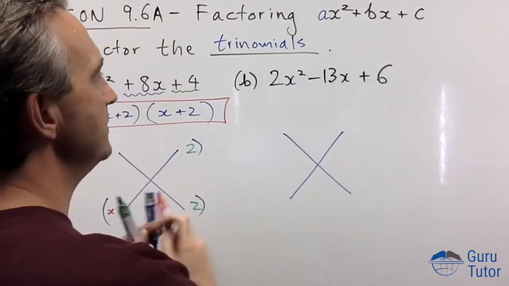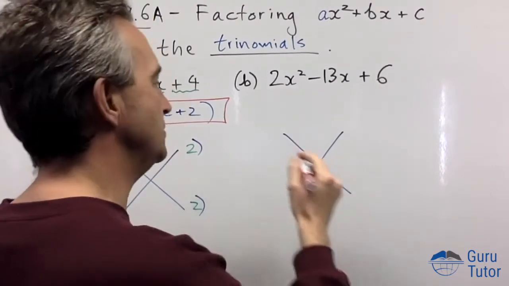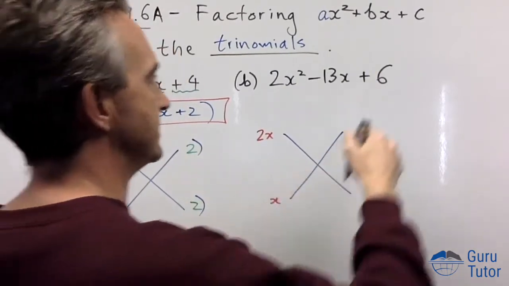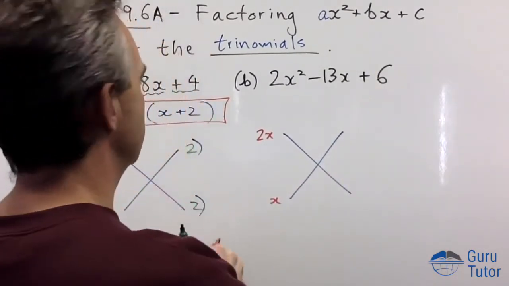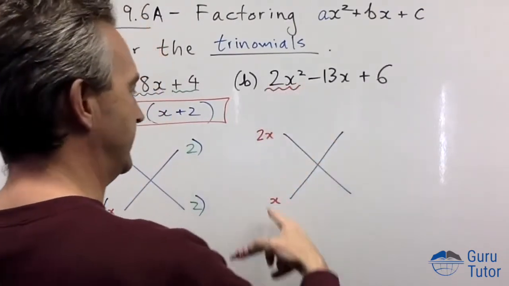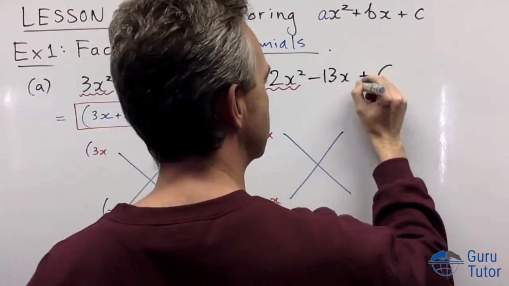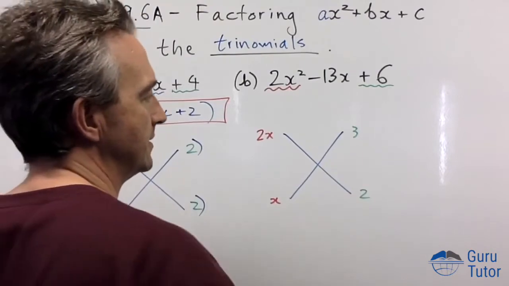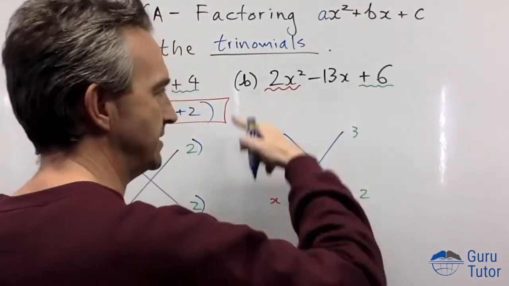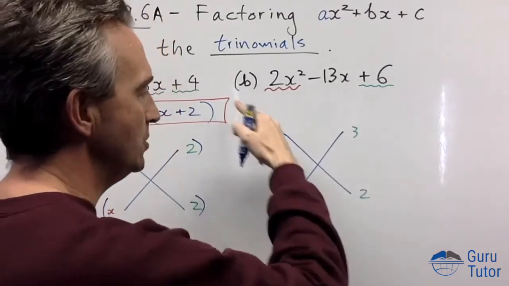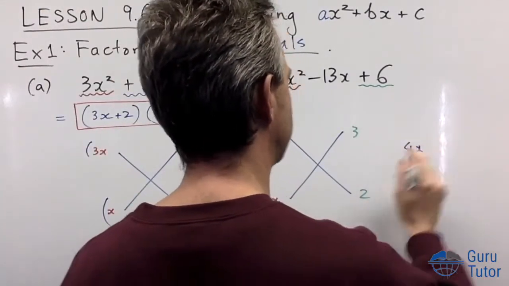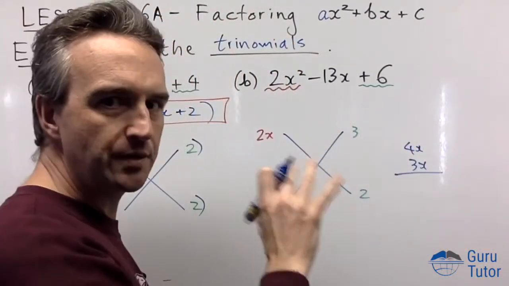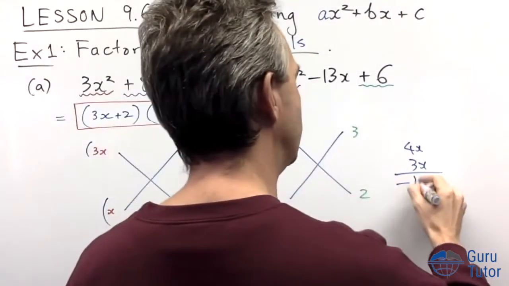So, factors of 2x squared. 2 is prime, so we've only got 2 and 1. It can get a little bit harder later on. And what about the factors of 6? Okay, 3 and 2. Let's do it. So remember, factors of 2x squared go here and here. The factors of 6 go here and here. 3 and 2. And what we want is the sum of these cross products to add to give this middle number here. So 2x times 2 gives 4x. X times 3, 3x. And this time we've got a negative, so the negatives also come into play. The negatives have to work as well. Negative 13x.